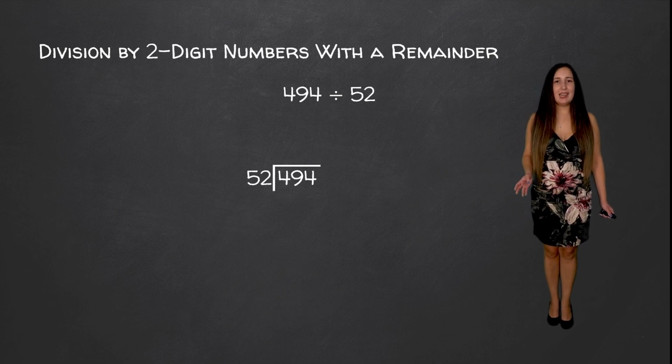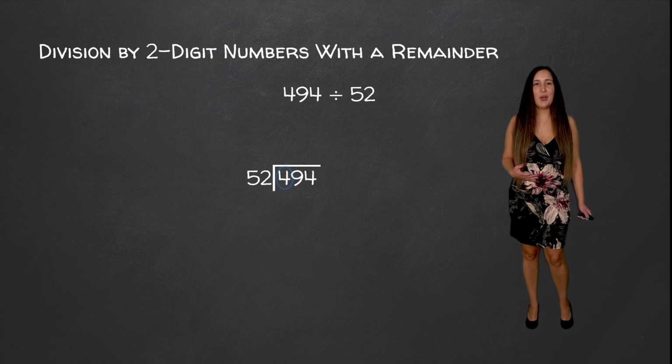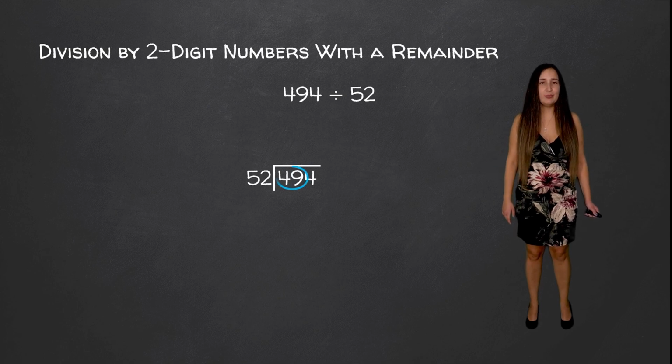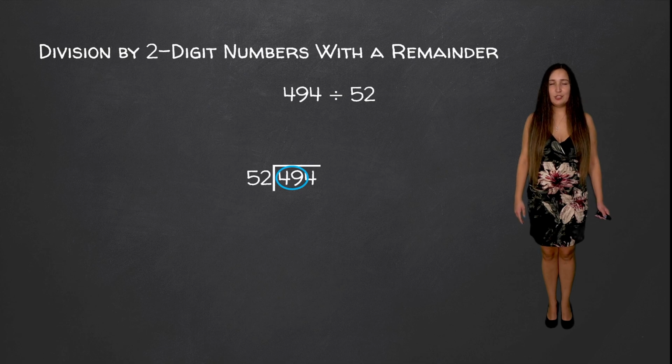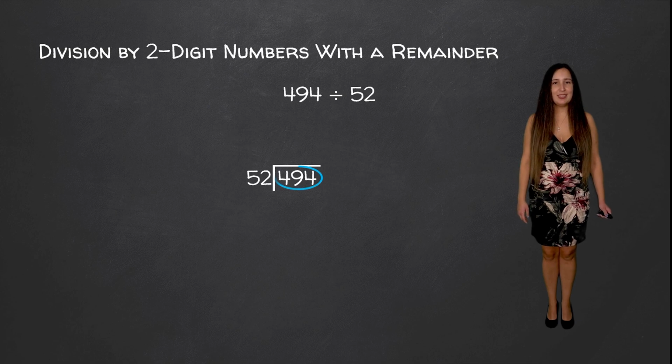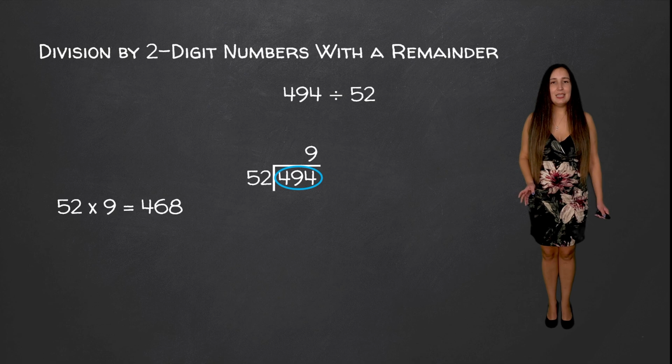We're going to see how many times 52 goes into 4. And, well, it doesn't. So we're going to see how many times 52 goes into 49. And it doesn't either because 52 times 0 is 0. And 52 times 1 is 52, and that's way too large. So we're going to see how many times 52 goes into 494. And 52 goes into 494 9 times. And that's because 52 times 9 is equal to 468.